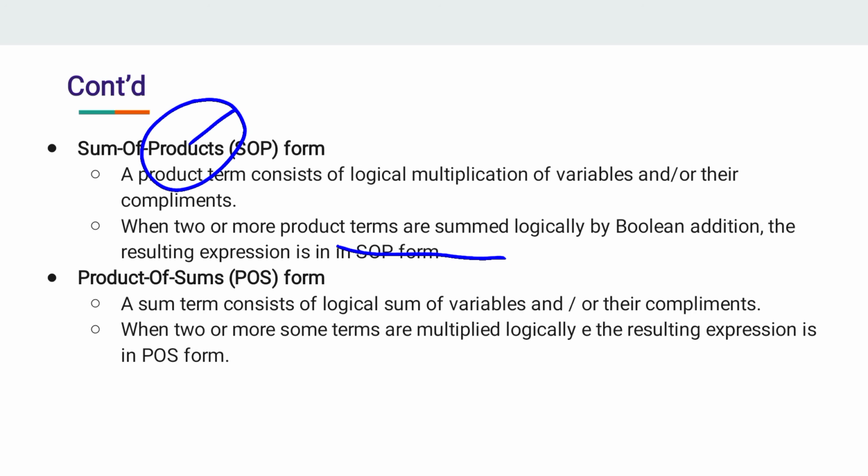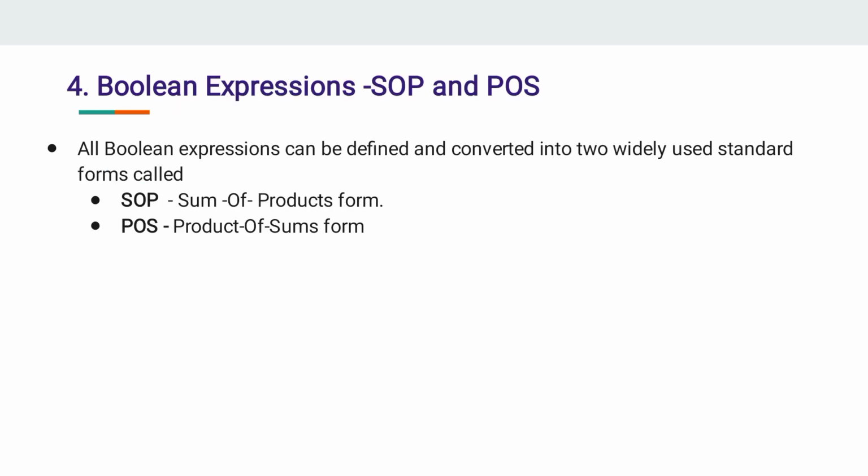So last is the product of sums. First you have to take the sum term, which consists of a sum of the variables or their complements. When two or more sum terms are multiplied logically, the resulting expression is in POS form. So this is about the Boolean expressions in the two standard forms, that is SOP and POS.